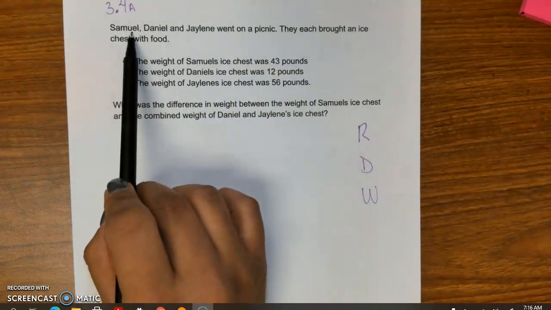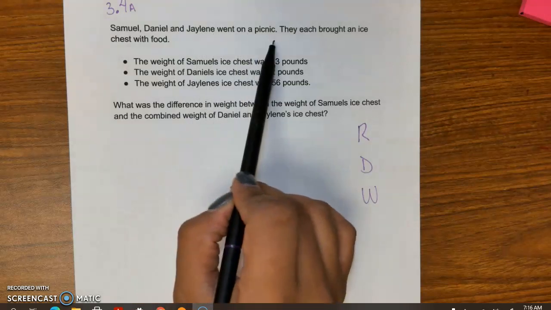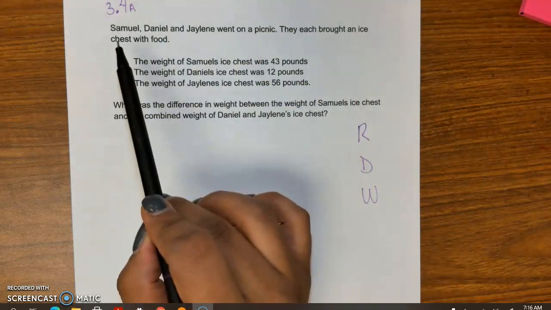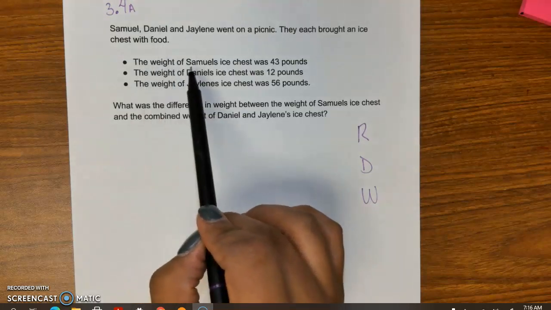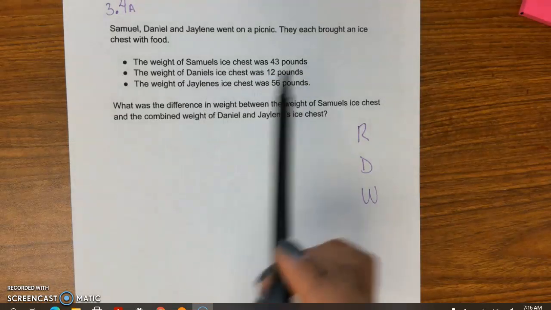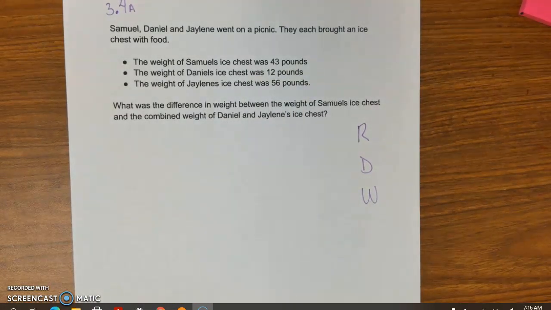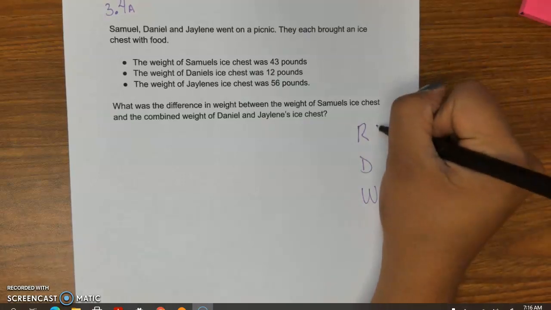Here we go. Samuel, Daniel, and Jaylene went on a picnic. They each brought an ice chest with food. Okay, so they're bringing food to the picnic. The weight of Samuel's ice chest was 43 pounds. The weight of Daniel's ice chest was 12 pounds. The weight of Jaylene's ice chest was 56 pounds. What is the difference in weight between the weight of Samuel's ice chest and the combined weight of Daniel and Jaylene's ice chest? Alright, so I did read my problem, check.